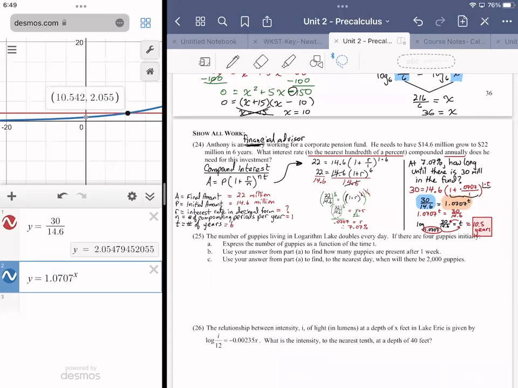25 is actually a much simpler type of problem. Right, the number of guppies living in, you could tell it's like a fictitious problem based off the scenario there. Number of guppies living in Logarithm Lake doubles every day. If there are 4 guppies initially, express the number of guppies as a function of time. The general form of an exponential function.